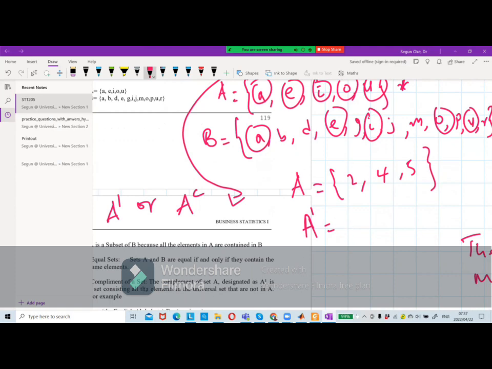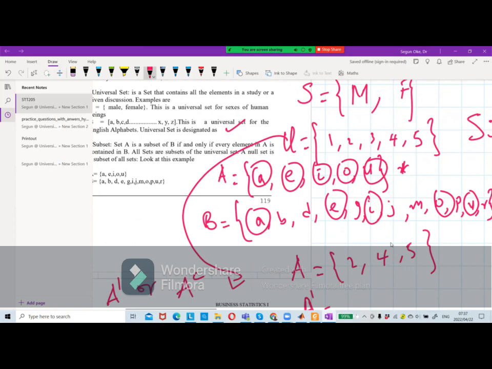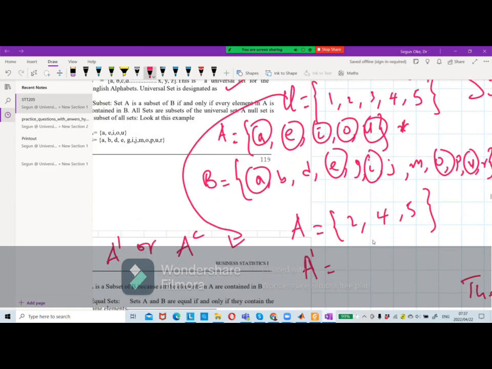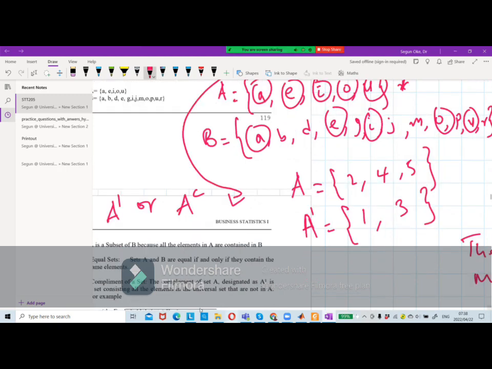Look at the definition. The elements in the universal set that are not in A are the A prime. So what are the elements in the universal set? Our U is 1, 2, 3, 4, 5. Then I have set A from the universal set, and I want the complement. The remaining elements will be A complement. What are the remaining elements? 1 and 3. So if you add everything together, it will turn back to the universal set. Please let's take note of all these definitions.